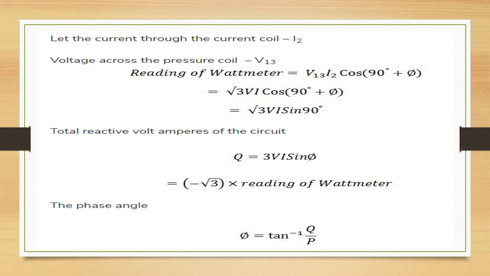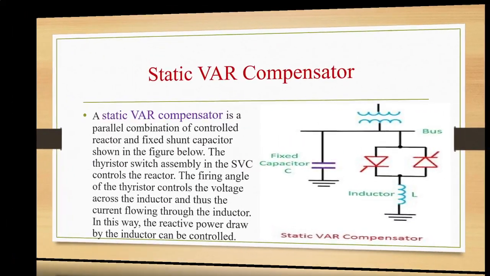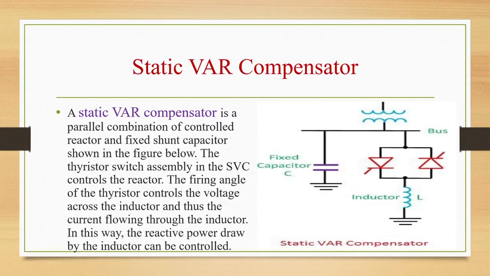Cos of (90 plus phi) is minus sin phi. So root 3 VI sin phi is the reading of wattmeter in magnitude. Total reactive volt amperes of the circuit is Q equal to 3 VI sin phi, that is root 3 into reading of wattmeter. So tan phi can be written as Q by P, or phi is equal to tan inverse of Q by P. Now let us see the next topic, static VAR compensator.